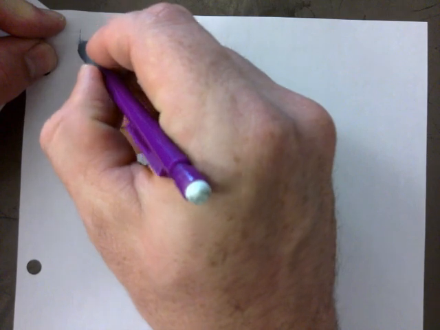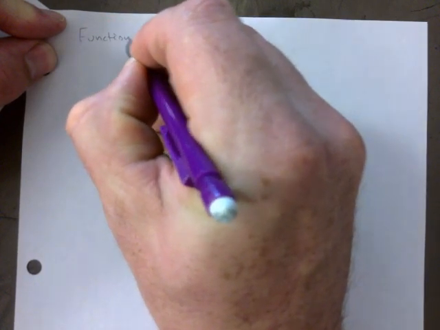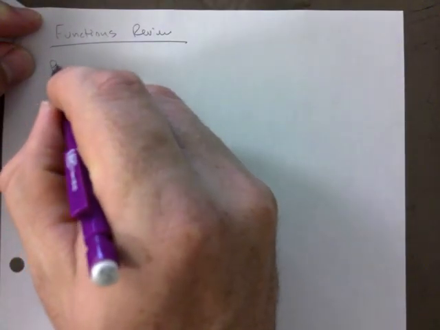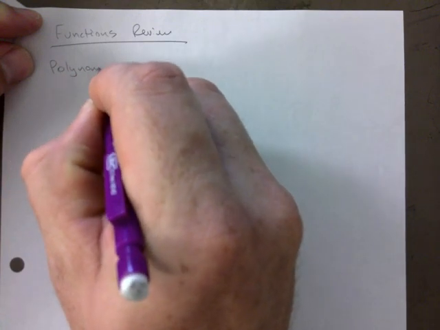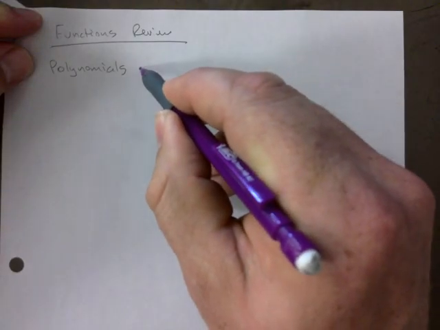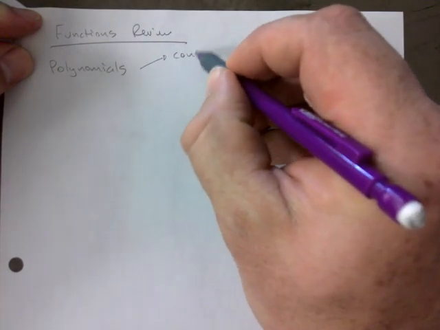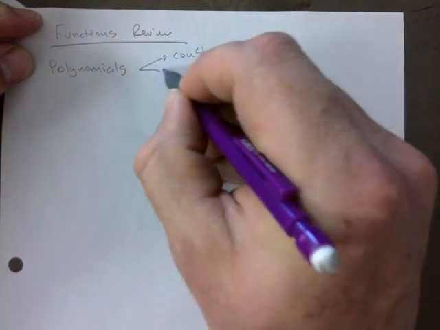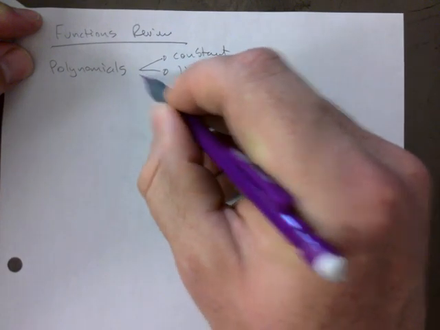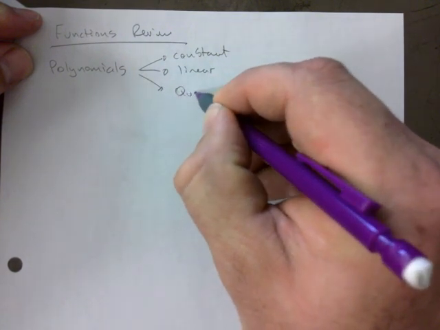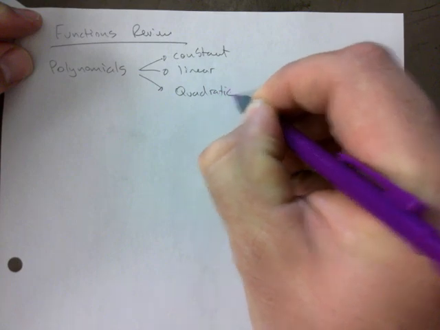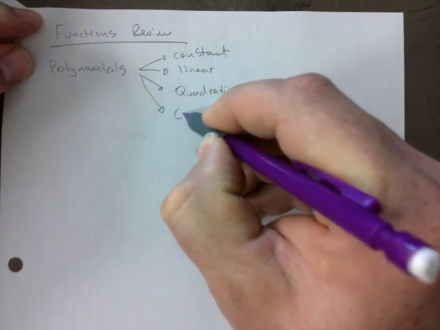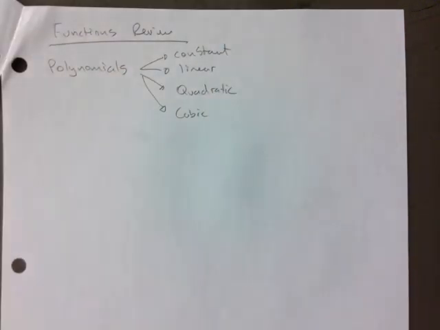64, here we go. So remember, we had our functions review. Remember, we had our polynomials. And what did that would be our constant, our linear, we would have quadratic and cubic. So those are the ones we've covered there.